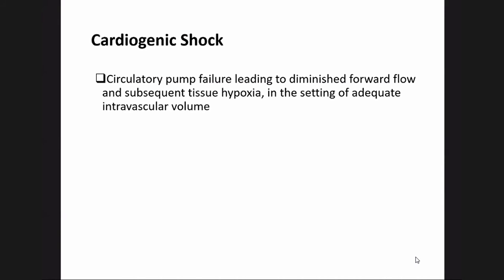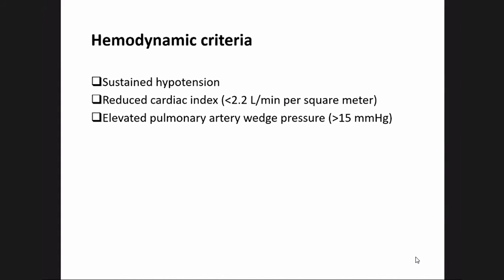Then we have cardiogenic shock. This is a circulatory pump failure leading to diminished forward flow and subsequent tissue hypoxia in the setting of adequate intravascular volume. So for the hemodynamic criteria, we have sustained hypotension, reduced cardiac index of less than 2.2 liters per minute per square meter, and elevated pulmonary artery wedge pressure of more than 15 millimeters of mercury.